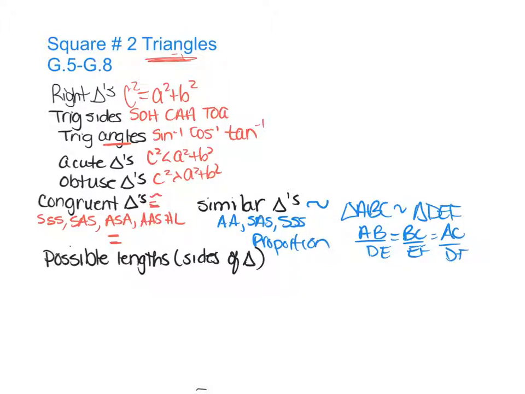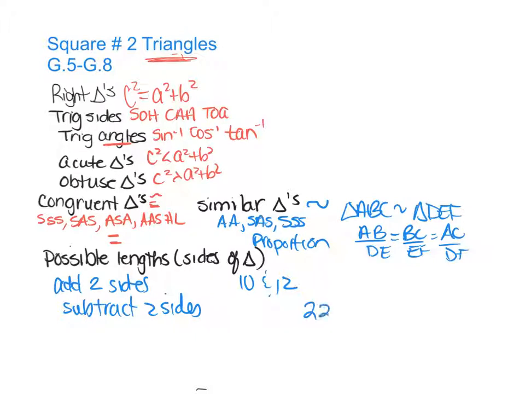Possible lengths of a triangle. So we're going to add the sides. No, we're going to add 2 sides. And we'll subtract 2 sides. Okay, so if you're given 10 and 12, you'll add 10 and 12 and get 22. You'll subtract 10 and 12 and get 2. So the possible sides will have to be between 2 and 22.